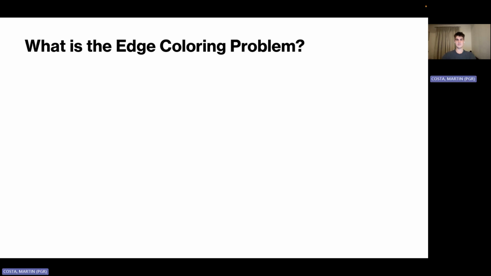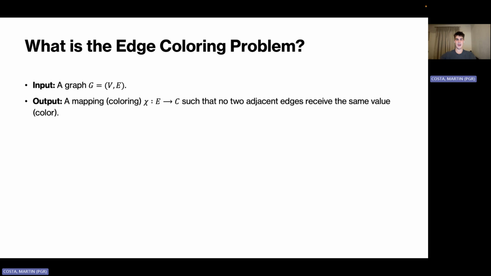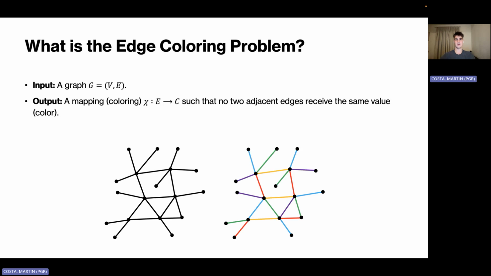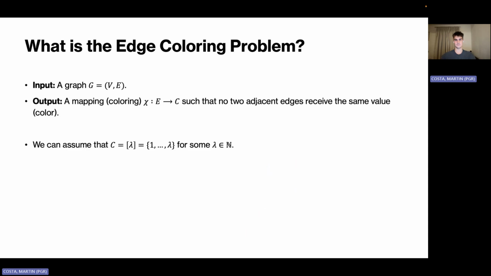To start off, what actually is the edge coloring problem? In this setting, we're given some simple undirected graph, G = (V, E), and our objective is to compute an edge coloring of this graph. This is a mapping from the edges to some collection of colors such that no two edges that share an endpoint receive the same color. In this picture, you can see that we have some simple undirected graph and that all of the edges that share some common vertex are colored differently.